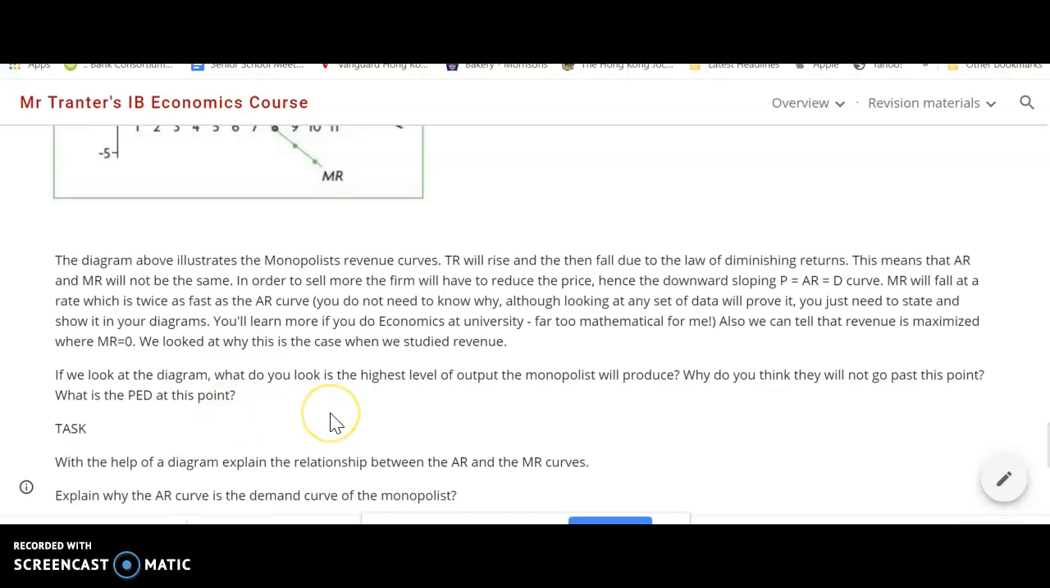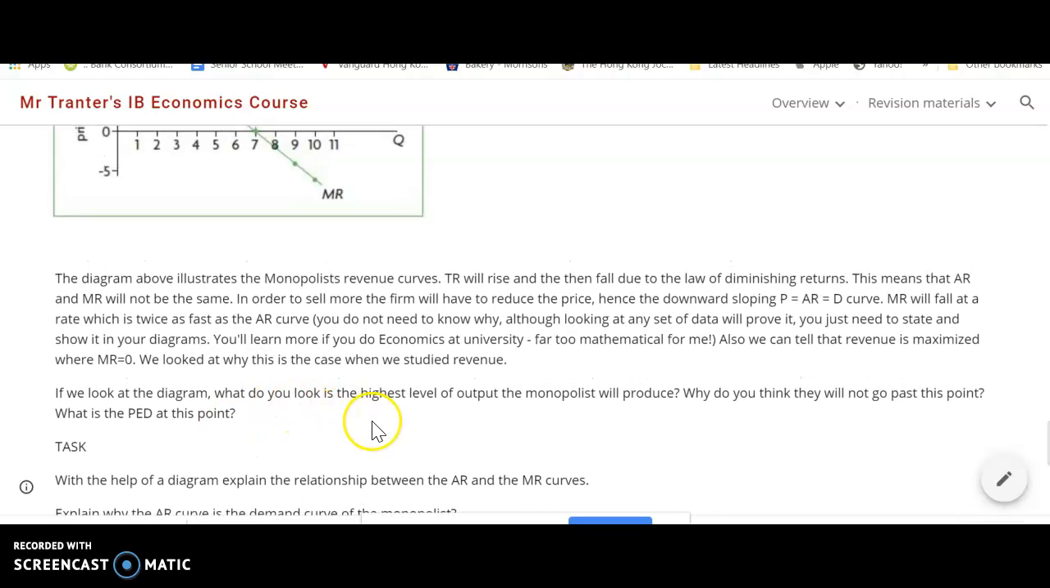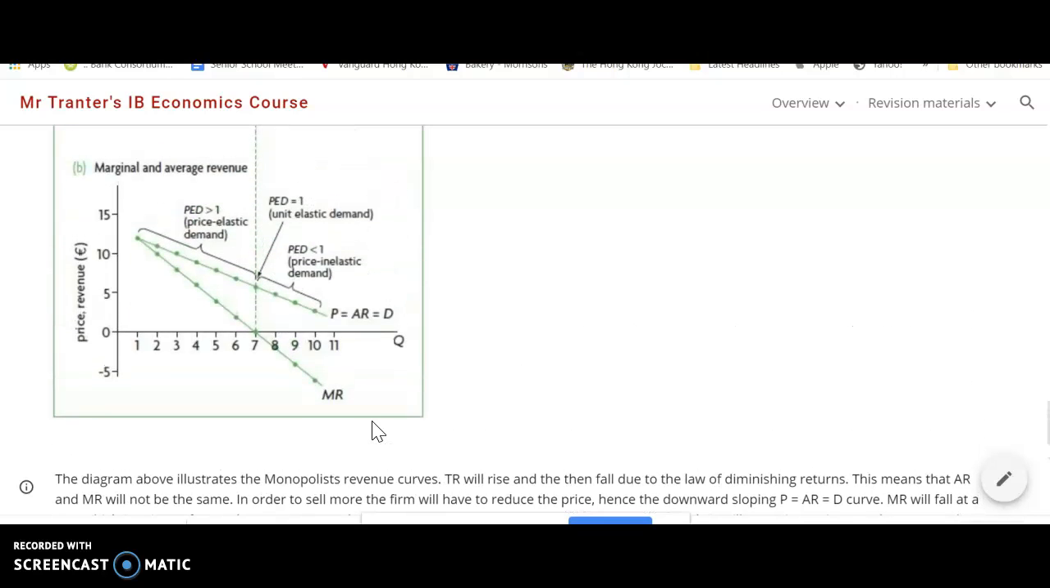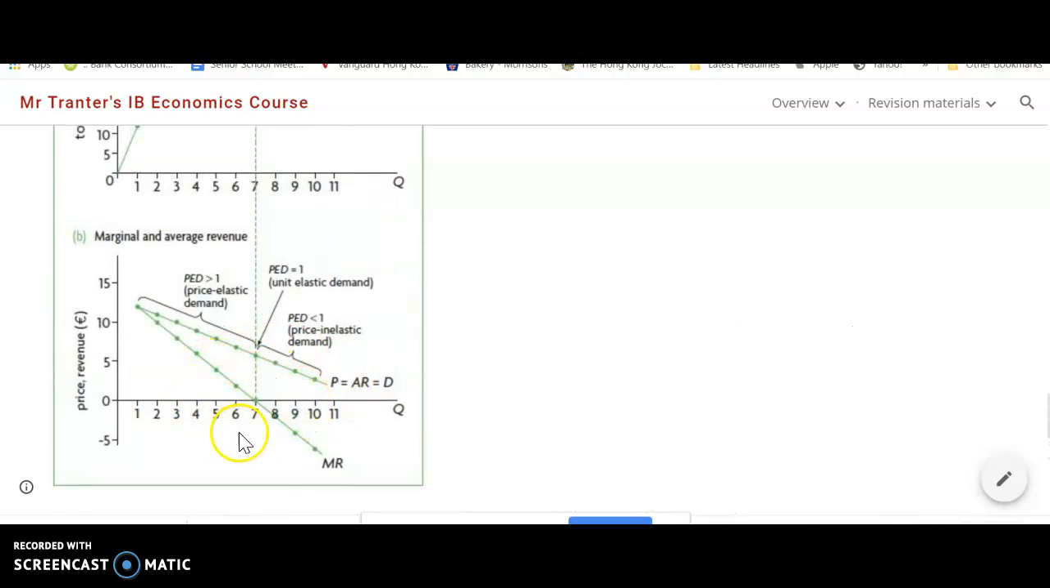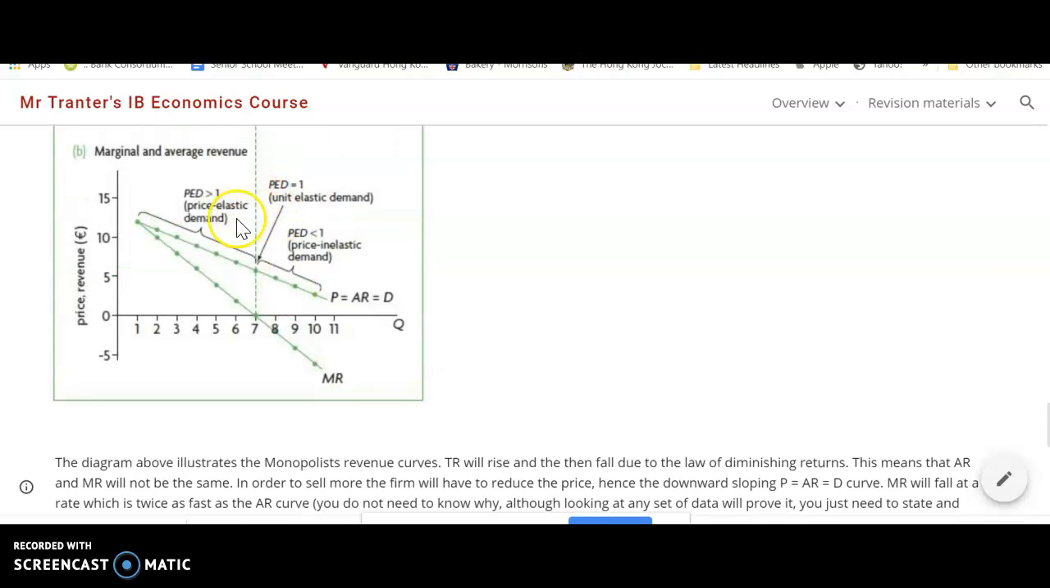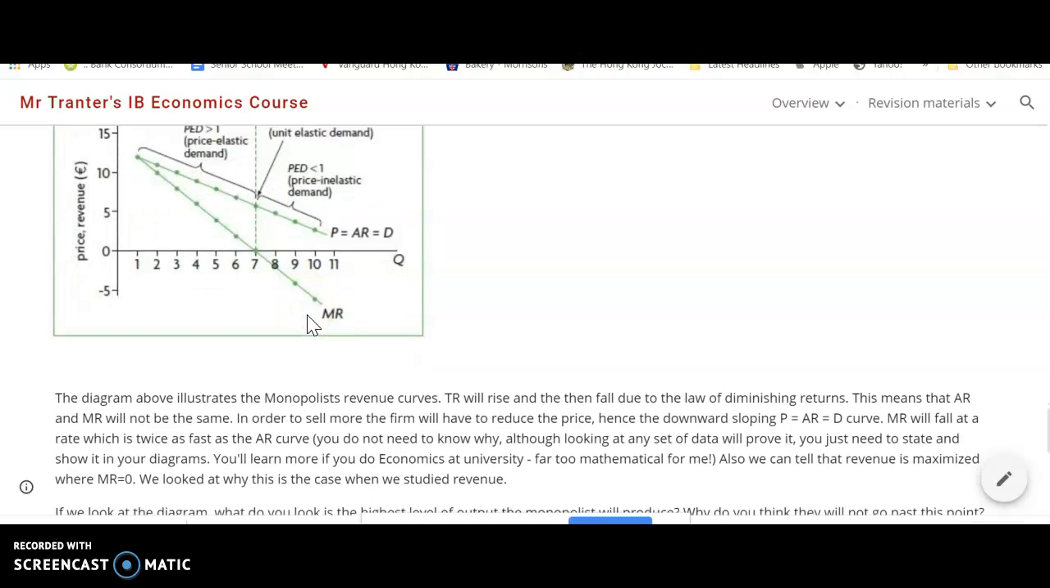So if we look at the diagram, what do you think is the highest level of output the monopolist will produce? Well, the monopolist is not going to want to go beyond 7, because after 7, their marginal revenue is negative, so their revenue is going to start to fall. And therefore, their elasticity is at 1. They won't go beyond that point. They do not want to operate on an inelastic part of the demand curve, because if they're operating on an inelastic part of the demand curve, they are losing out on possible revenue.